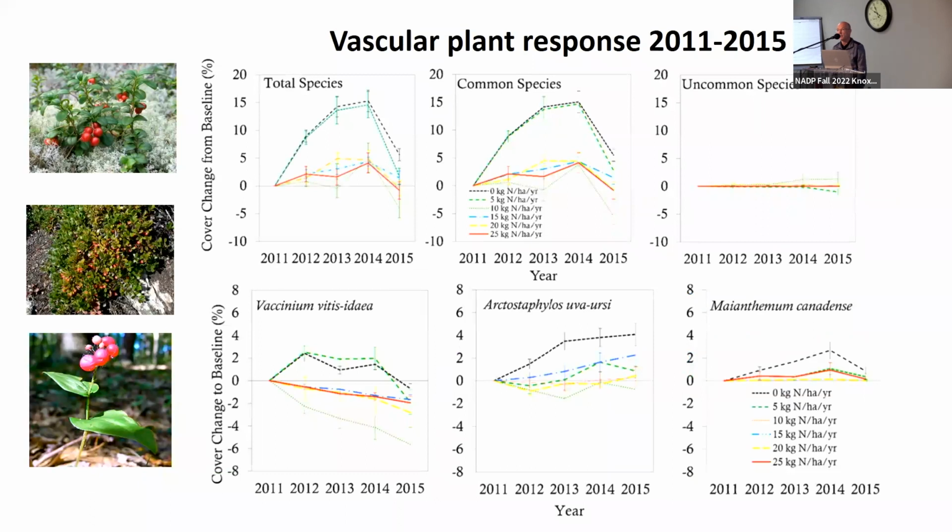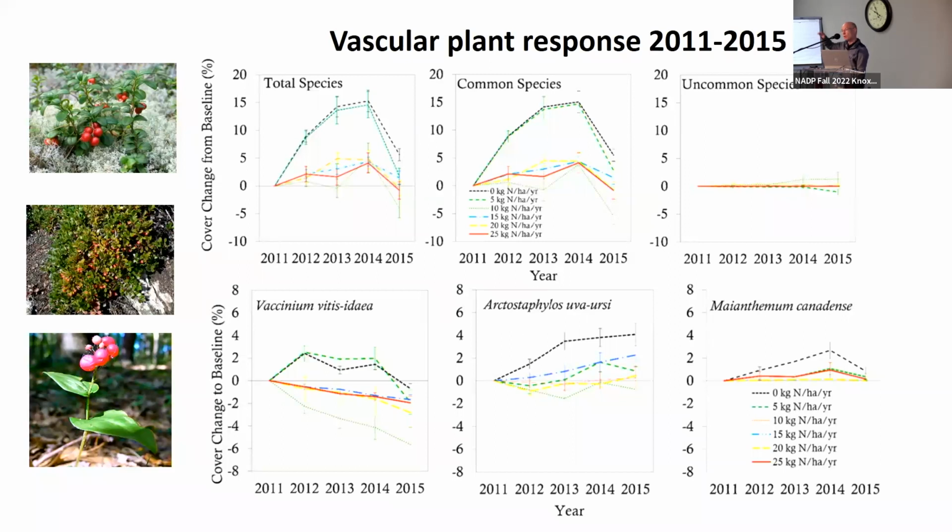So when we went into this, what we were expecting to see is a change in vascular community response with treatment, and that we would see the high nitrogen depositions start to change the composition. But we didn't see that. If you look at the left figure there, total species, and this is all normalized to the initial cover or richness when we started the study.